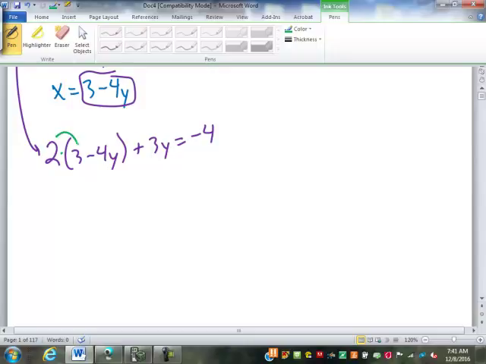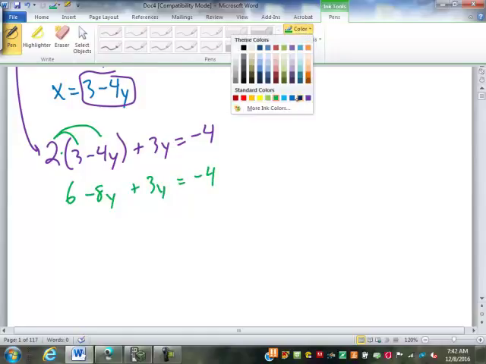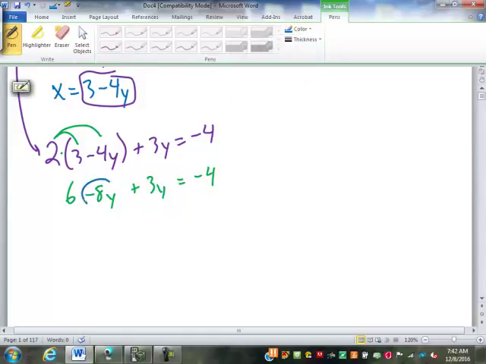Times the 2. 2 times 3 is 6. 2 times negative 4y is minus 8y. Still got the plus 3y equals negative 4. And then combine the y. So we've got the 6. What do we have for y? Negative 5y. Negative 8 and positive 3 make negative 5. Then what?